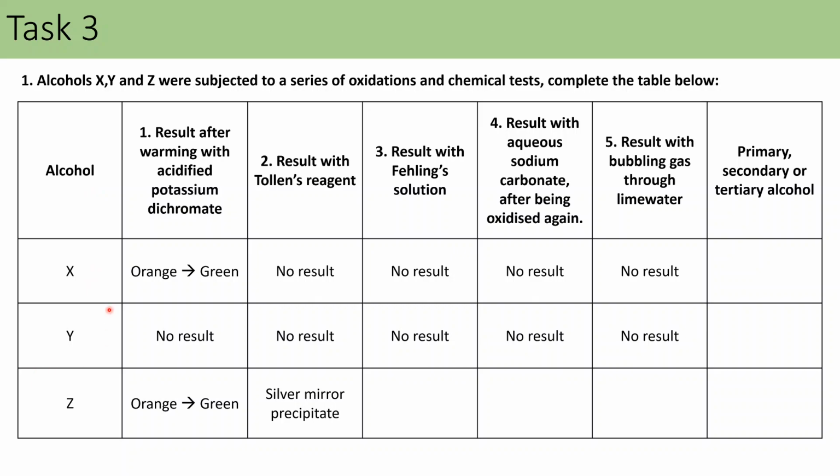One of them's primary, one of them's secondary, one of them's tertiary. And what I've done is I've carried out an oxidation in the first step, and here are the results that were obtained via acidified potassium dichromate, warming them with it in the test tube. Then I took the product of that oxidation and reacted it with Tollens', and reacted it with Fehling's. And then I took the oxidation product of the initial oxidation of those alcohols and oxidised it again to see if it underwent a second oxidation.